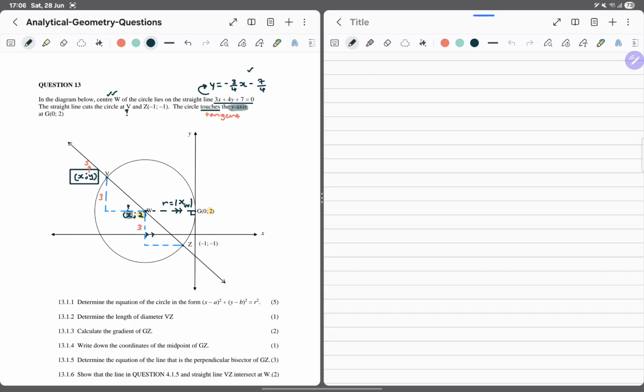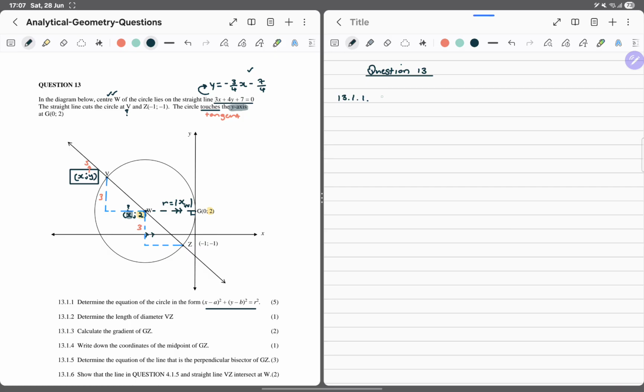So since we see that everything looks answerable, then we can just get into these questions one by one. So 13.1.1, we are asked to determine the equation of the circle in the standard format. Okay, great. So we know that we need the center because finding that x-coordinate of the center is as good as solving this. But we need to say some serious things.